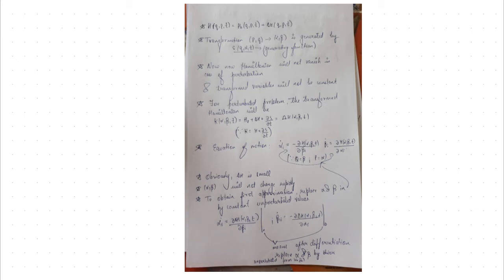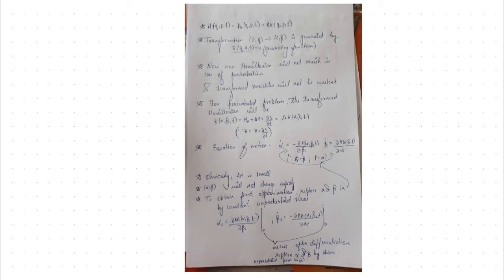Okay, so we know that after transformation, the Hamiltonian is denoted by K. This is alpha, beta. We know that K is H plus del S by del t, where S is the generating function. Now we will replace H by H naught plus delta H, because now we are considering the case of perturbation. Okay. So up till now, I have already explained.